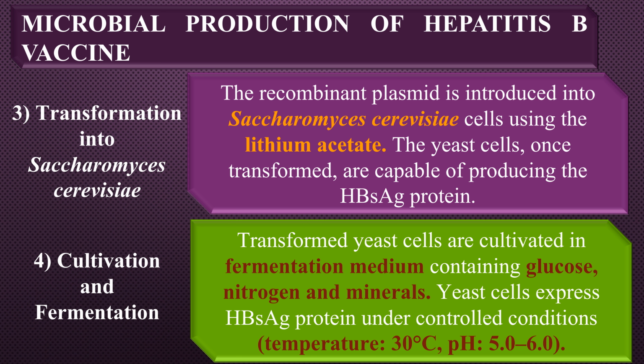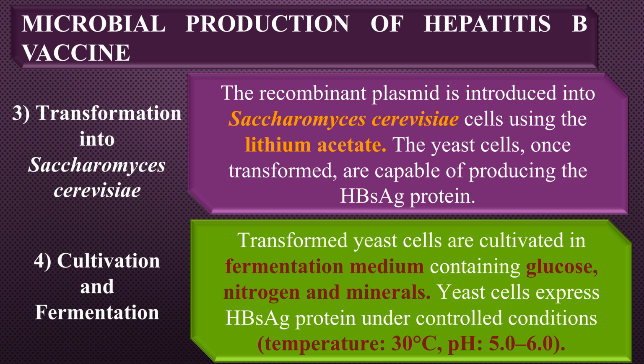Step 3. Transformation into Saccharomyces cerevisiae. The recombinant plasmid is introduced into Saccharomyces cerevisiae cells using lithium acetate. The yeast cells, when transformed, are capable of producing the hepatitis B surface antigen protein.